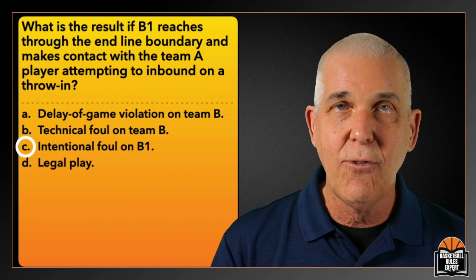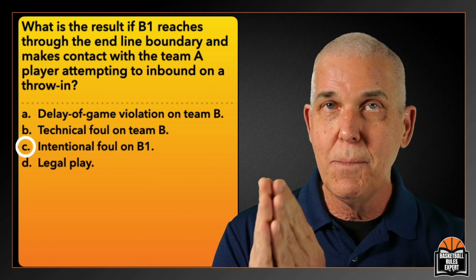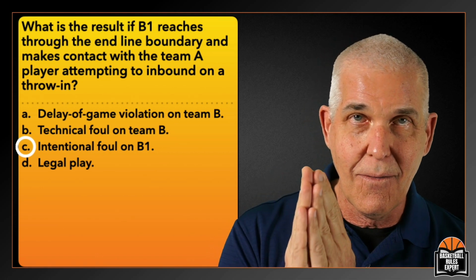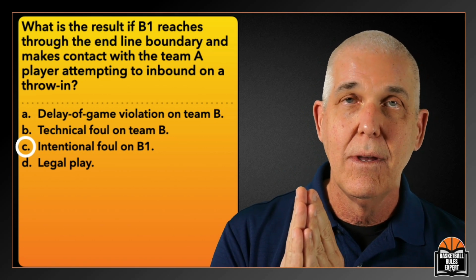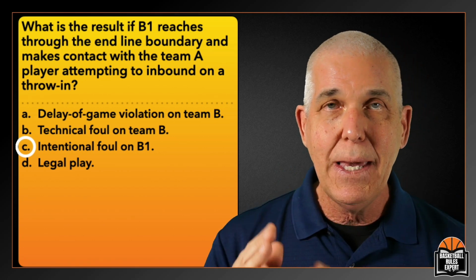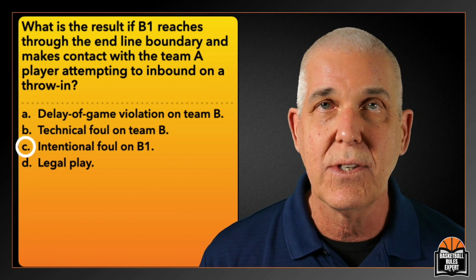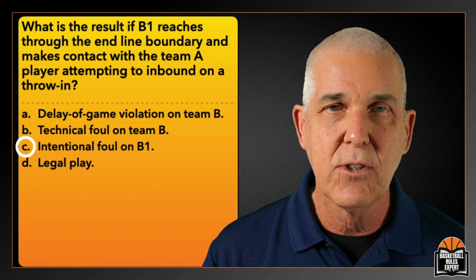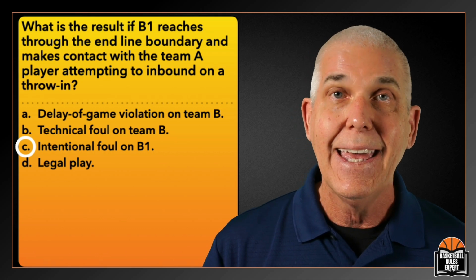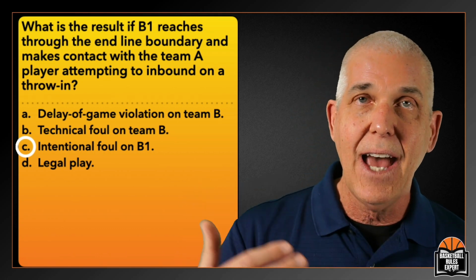What's the penalty for an intentional foul? B1 would be awarded 2 free throws, and the ball would be awarded to Team B back at the original spot for the resulting throw-in. Simple and straightforward play. Important to know that in addition, if the team had not yet been assessed a delay of game warning, they would be assessed a delay of game warning in this situation.